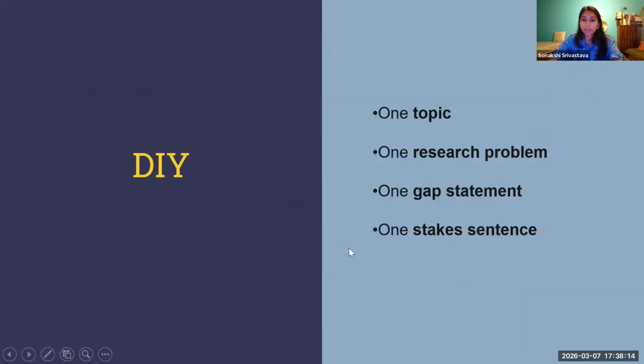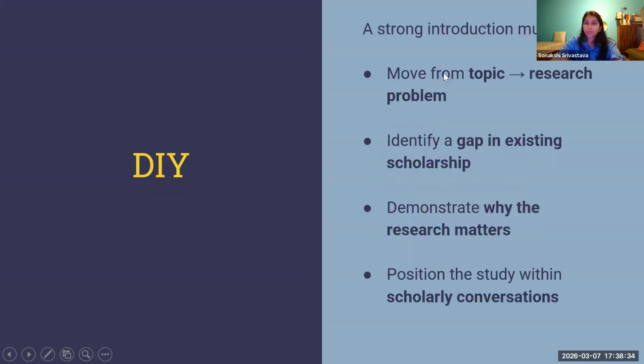Okay, now this is something for you to try out when you start doing your own writing. You think of your topic and you think of that one research problem within this topic. Then you identify one gap statement and one stakes statement. And then from this, you start writing. And you must follow this format.